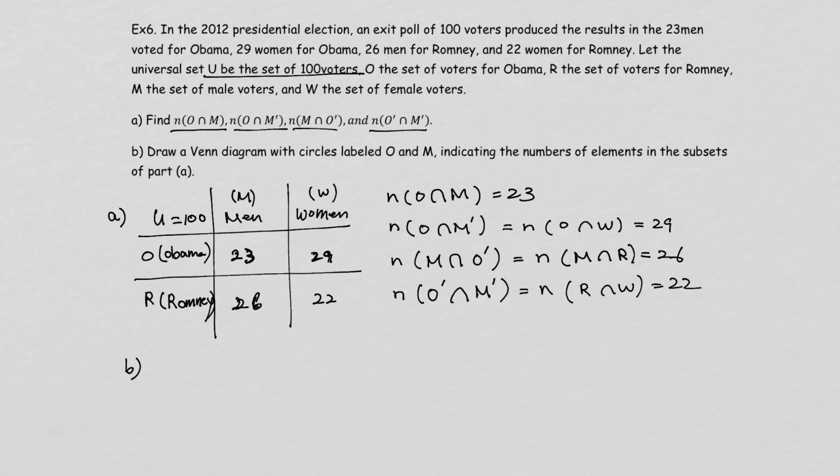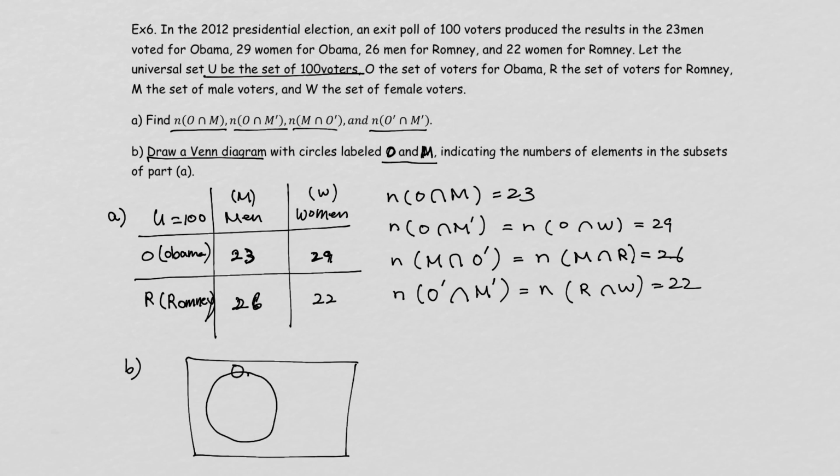And B is asking, with this information, are we able to write the Venn diagram with O and M, for Obama and men? So this is going to be a Venn diagram, and one circle is for Obama and the other one is going to be men.